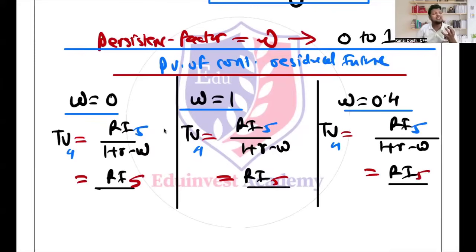Now imagine here the W is 0. What does W 0 mean? It means it will immediately fade out. So let's say the residual income was growing at 20%, immediately it becomes 0. What happened over a period? It immediately becomes 0. In this case, my W becomes 0. So the formula will be simply 1 plus R.